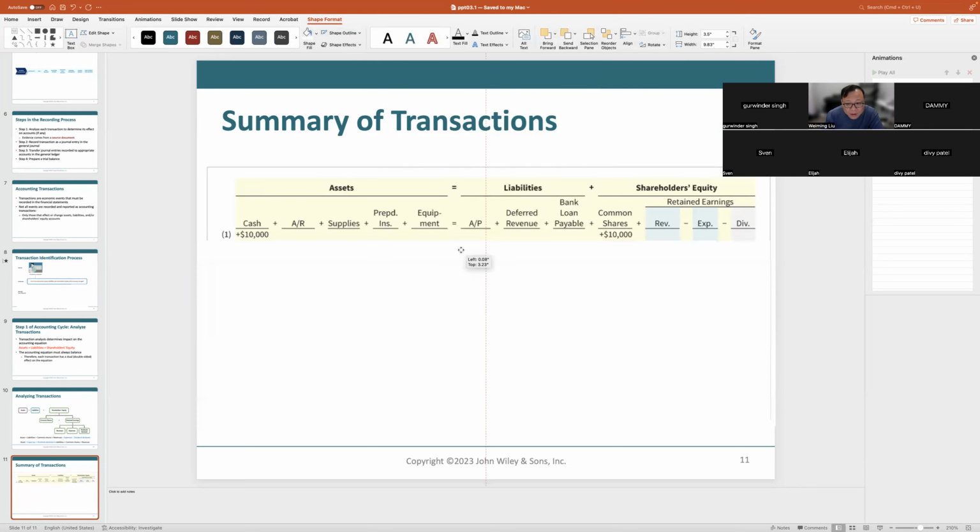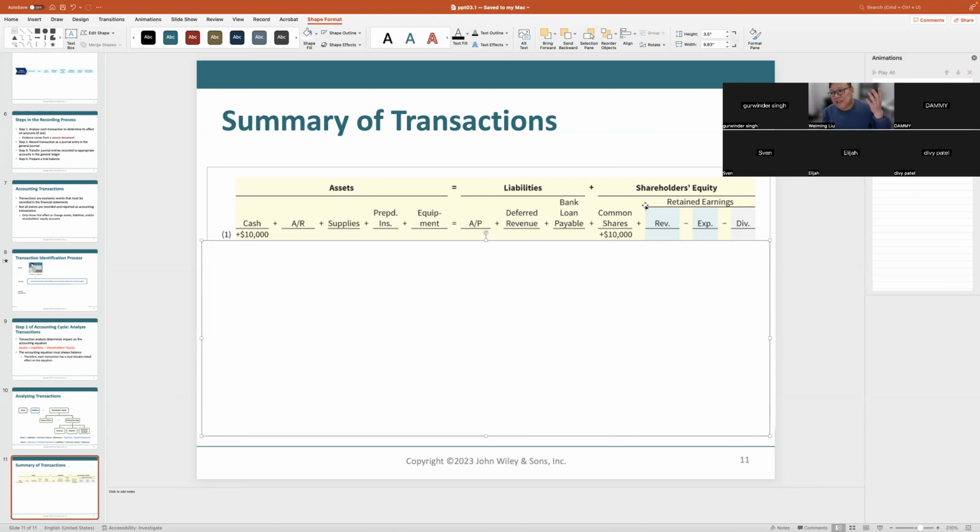Okay, first one, your cash increased $10,000. Your common shares increased $10,000. So what happened? Yeah, you debit cash. Common share issued. Very good. So you have issued the common shares. You received cash, and you issued the common shares to the shareholder for cash.